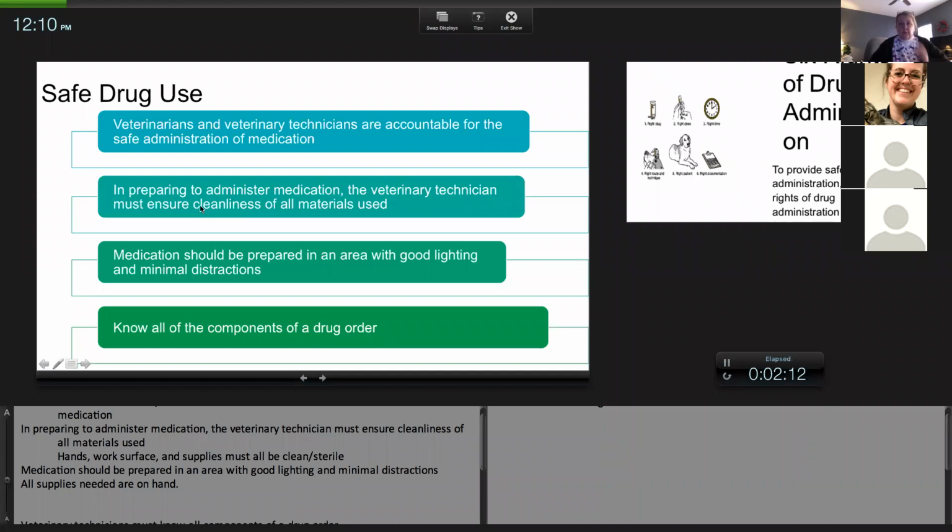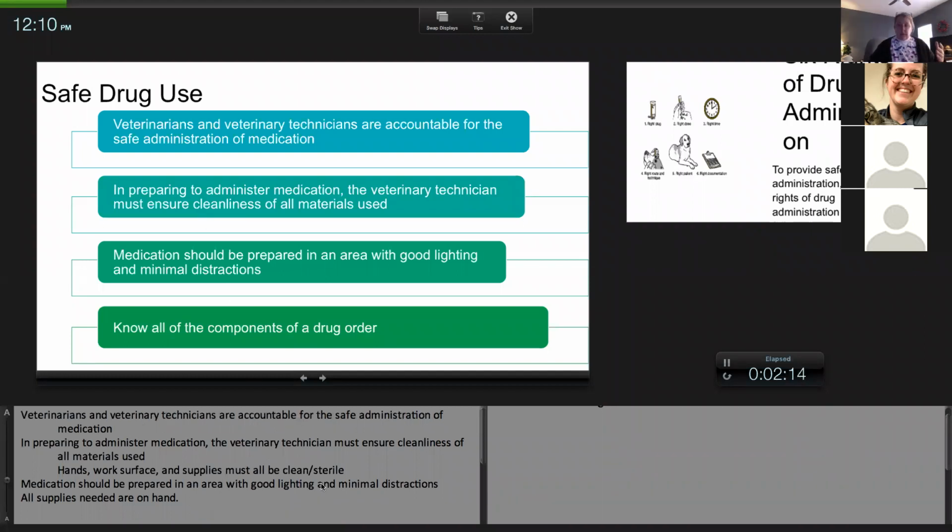We're making sure everything is made up properly: proper dilutions, cleanliness, good lighting. A lot of times people come and talk to you while you're filling medications. You don't want to get distracted. You want to make sure you're doing everything right.